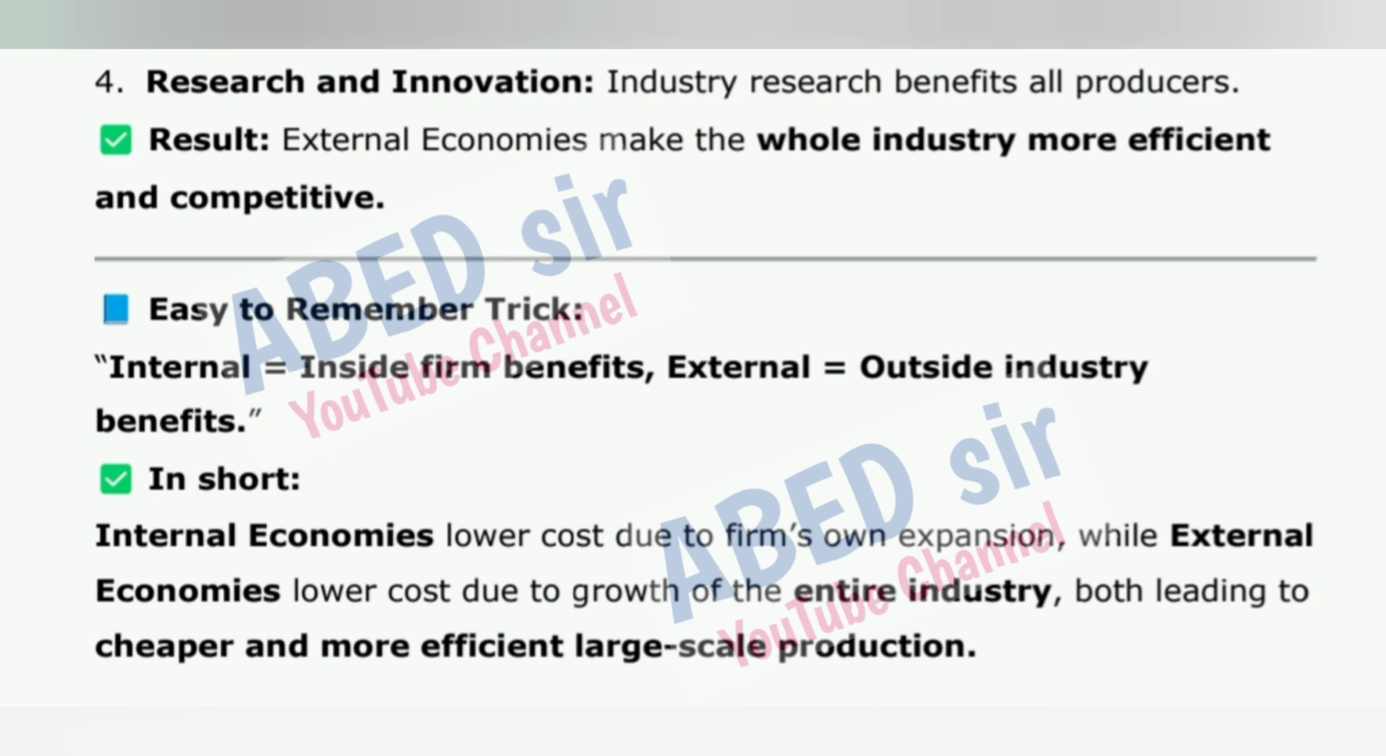In short, internal economies lower cost due to a firm's own expansion, while external economies lower cost due to growth of the entire industry, both leading to cheaper and more efficient large-scale production.